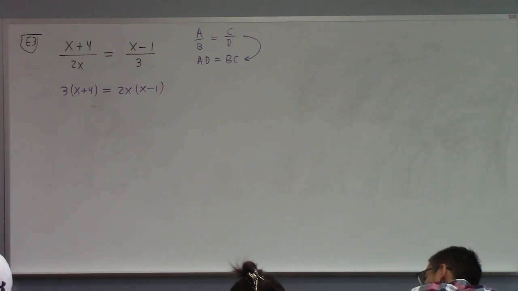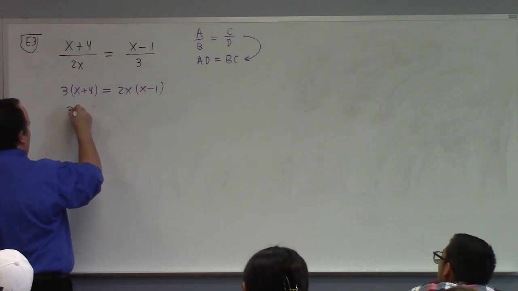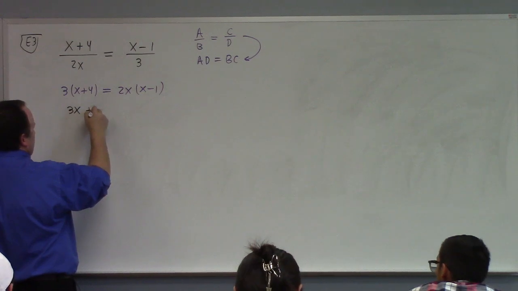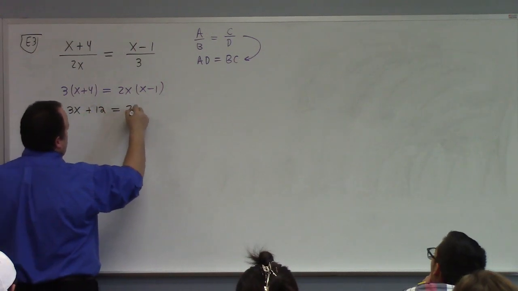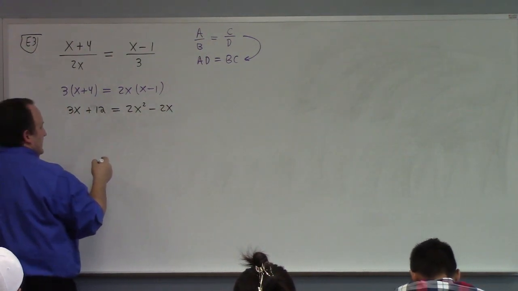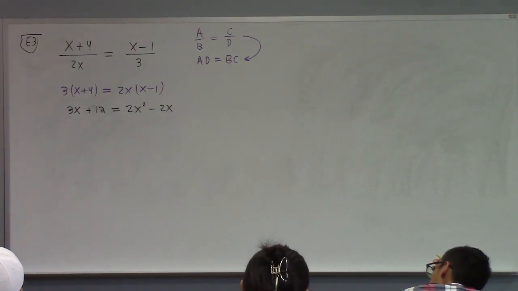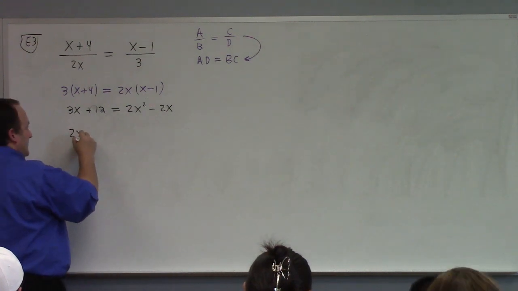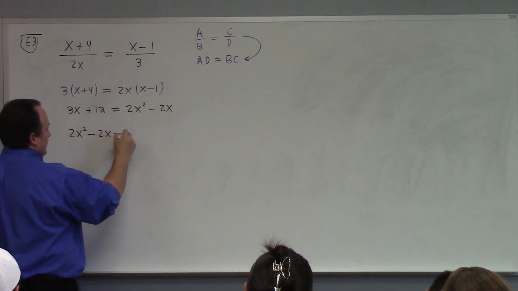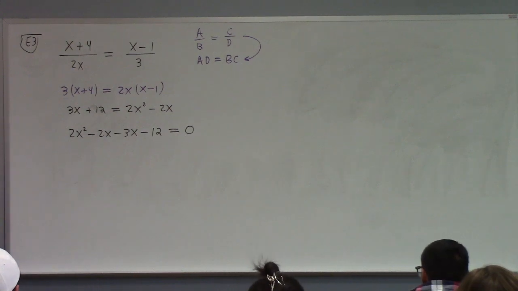We're not done yet. We still need to distribute and divide and make sure the a is positive. 3x plus 12 is equal to 2x squared minus 2x. And you said make sure the a is positive. I like what you're saying. I think it's a good strategy. Move everything to the side where x squared is positive. So I'm going to keep my 2x squared and minus 2x minus 3x minus 12 equals 0. So what I've done is I've moved everything over to the right-hand side of the equation.